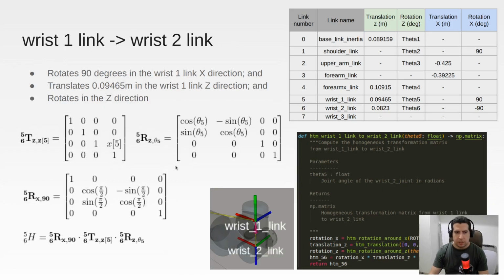Okay. From ROS1 link to ROS2 link, we have a rotation about X by 90 degrees. Then you translate by Z5 in the Z direction of ROS1 link, and then you rotate by theta 5 in the Z direction. So that's the relationship between ROS2 link, it's this number here, number 6, to ROS1 link, or number 5.